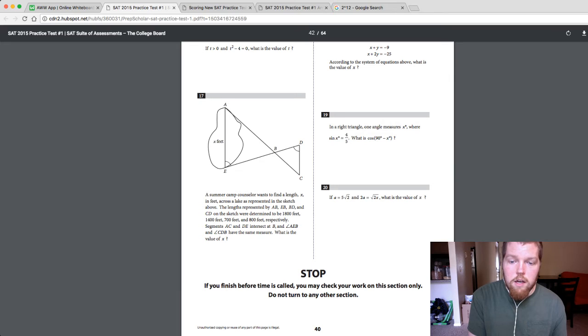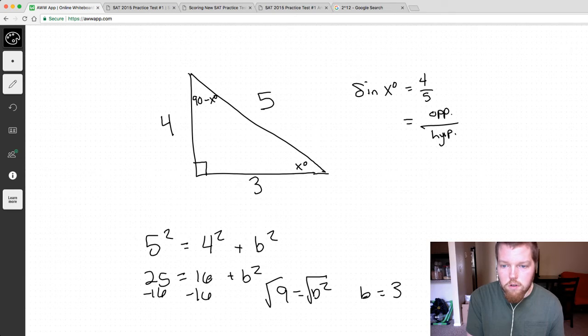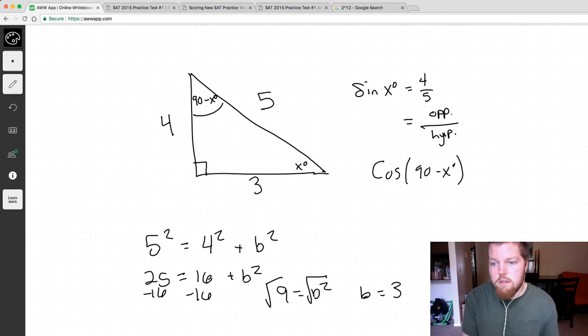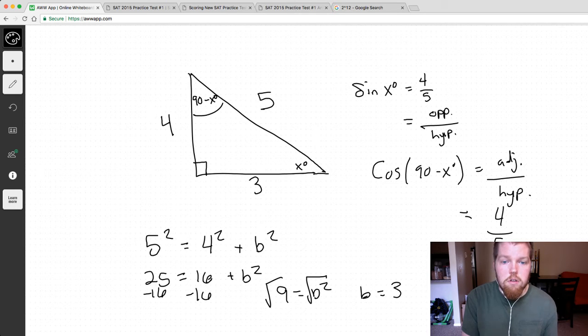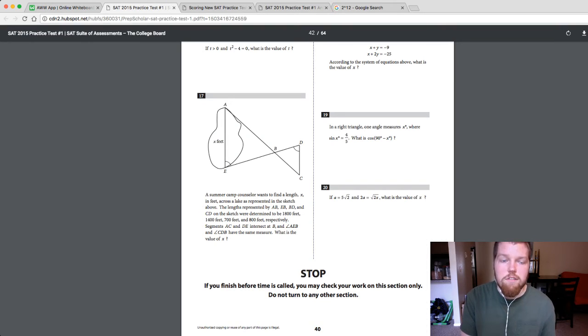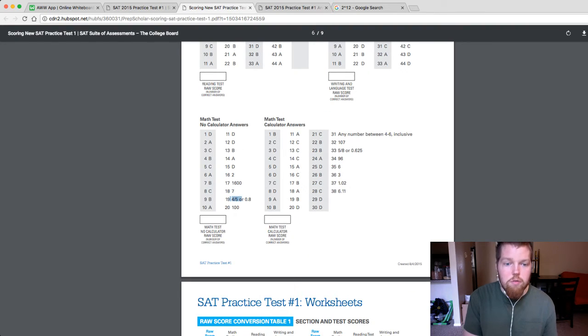And then it asks, what is the cosine of 90 minus x? That's the cosine of this angle right here. And cosine is adjacent over hypotenuse. So that means that it's going to be 4 over 5. So I would put 4 over 5, and the answer is 4 over 5, or 0.8.